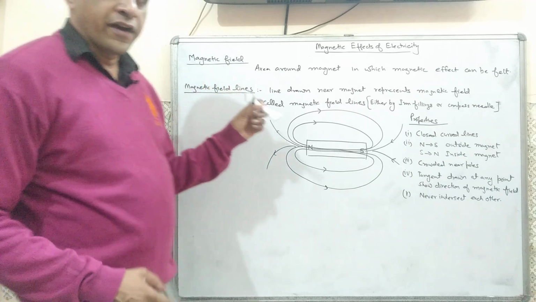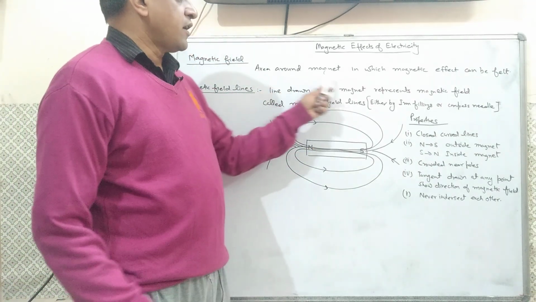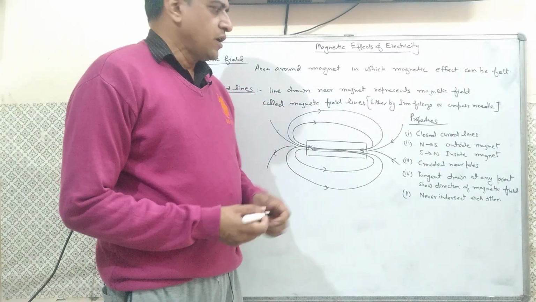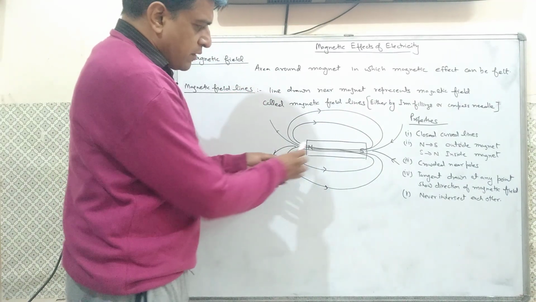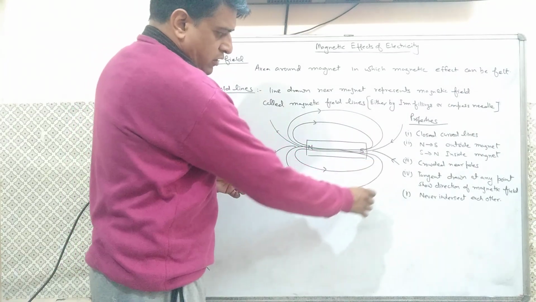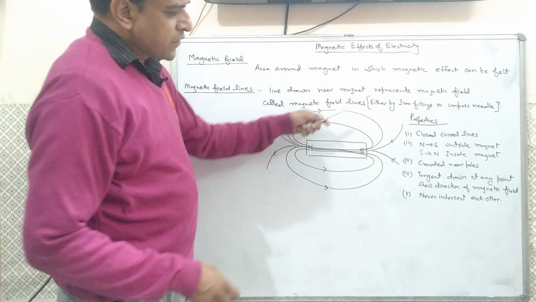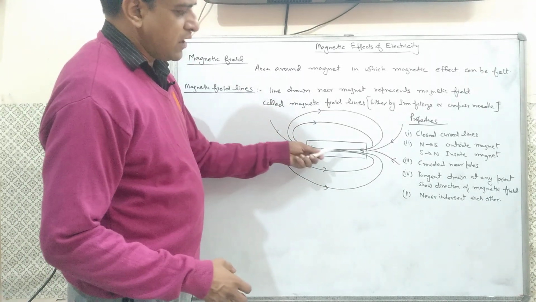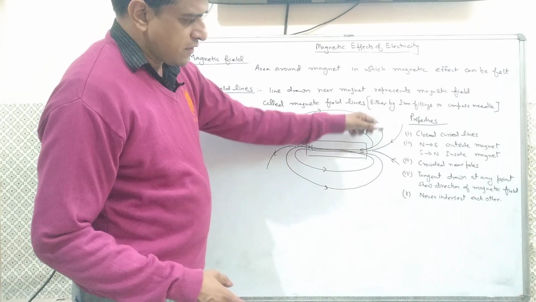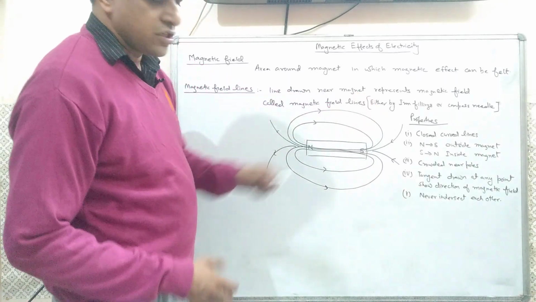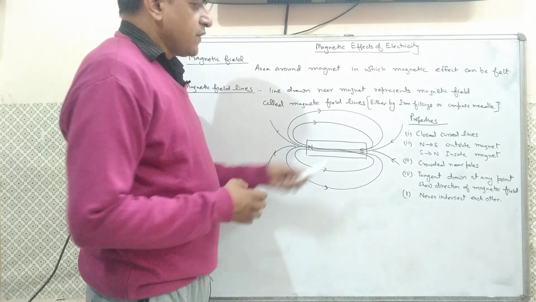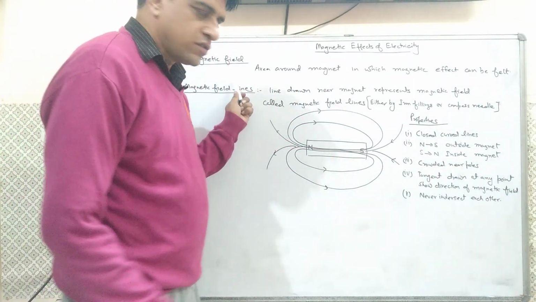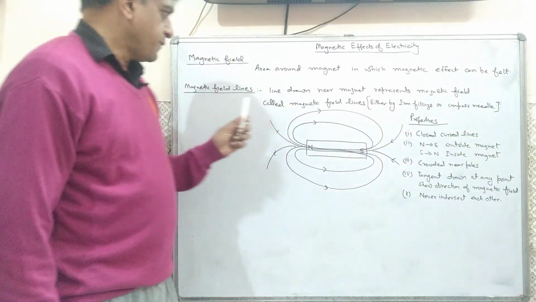Magnetic field can be defined as the area around the magnet in which the magnetic effect can be felt. It means it is the magnet and all the space around this magnet in which it can feel its effect. Like if a ball pin is placed here, it can be attracted towards this magnet, and the place where it can be attracted towards the magnet is known as magnetic field. This is the first definition.